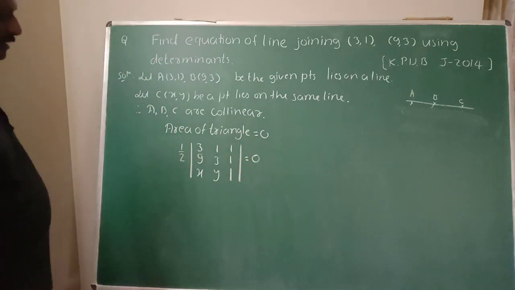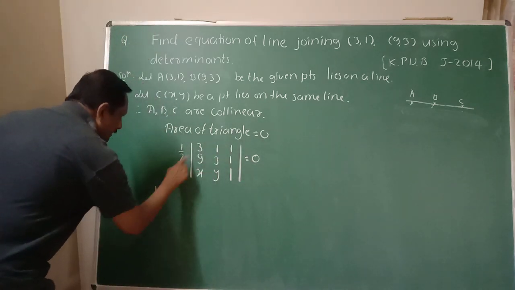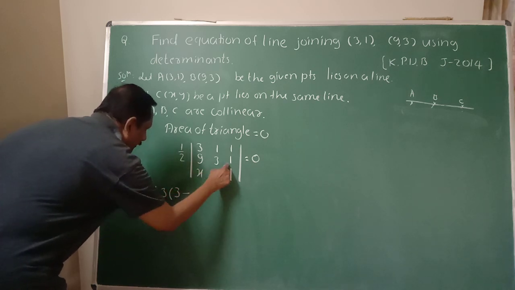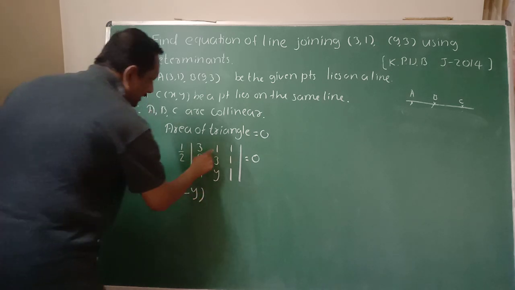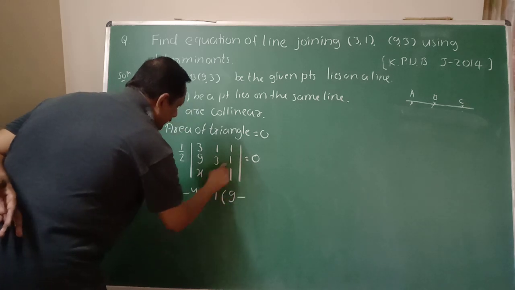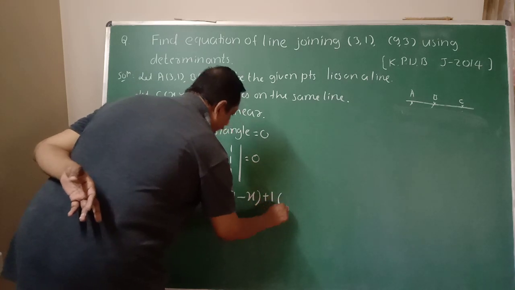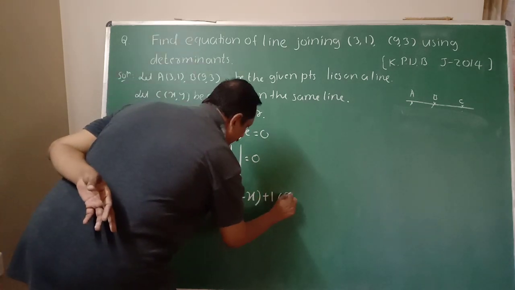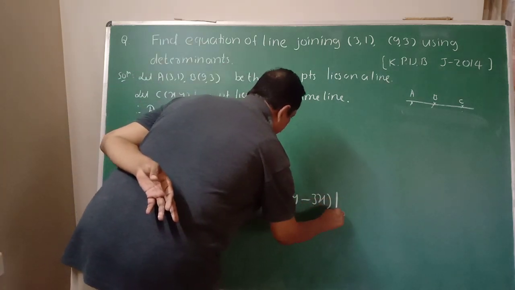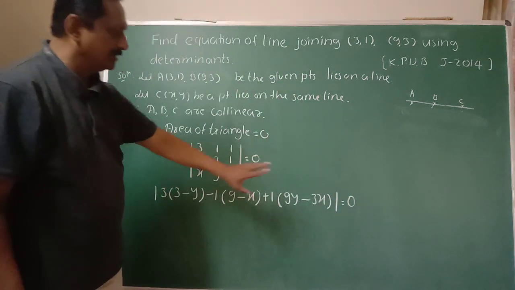Take the 2 to the right hand side here. 2 into 0 becomes 0. So modulus here 3 into 1 becomes 3, minus of y into 1 becomes y. Minus 1 into bracket 9 ones are 9, minus x into 1 becomes x here. Then plus 1 into 9 into y becomes 9y, minus of x into 3 becomes 3x. That is equal to 0.